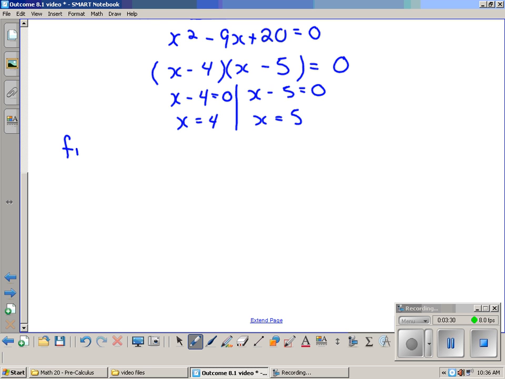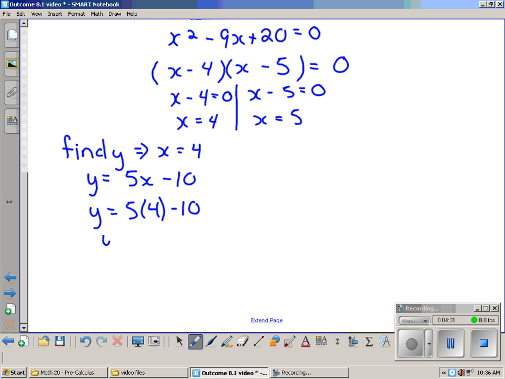Then I need to find y when x is equal to positive 4, and then I'm going to need to find y when x is equal to positive 5. So starting when x is positive 4, I'm going to substitute back into the equation that y equals 5x minus 10. Gives me y equals 5 times 4 minus 10, or y equals 20 minus 10. So y is equal to 10. This is then the point 4 and 10.